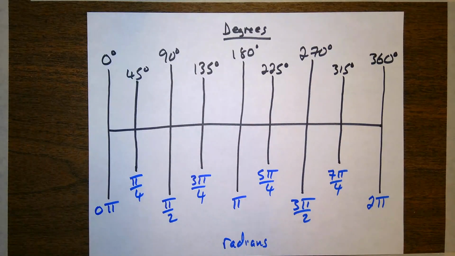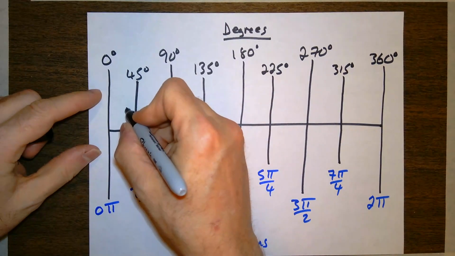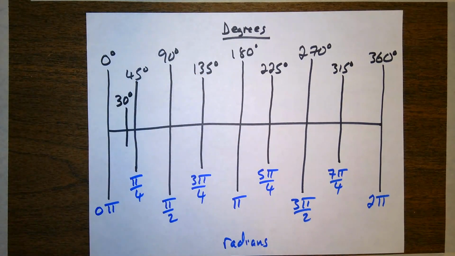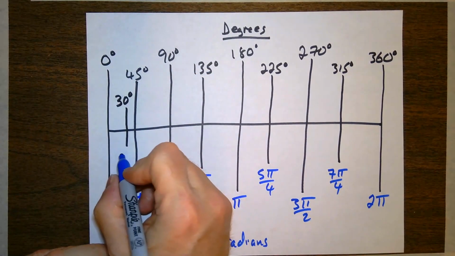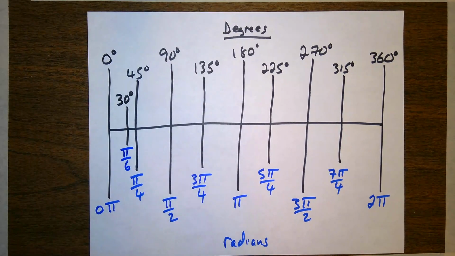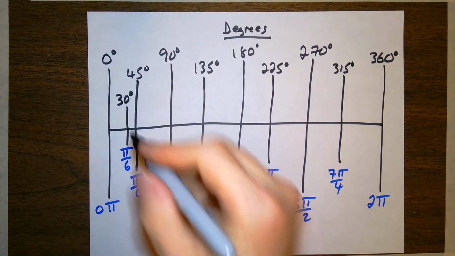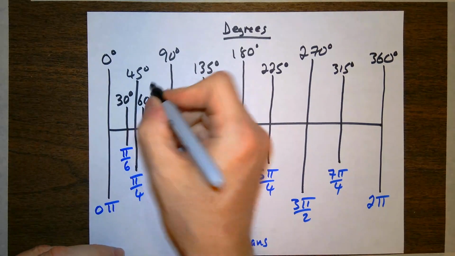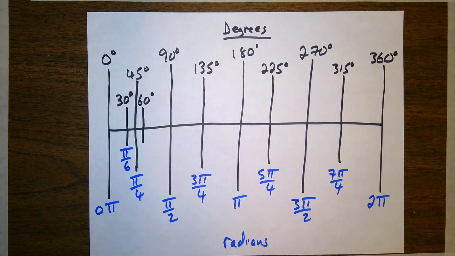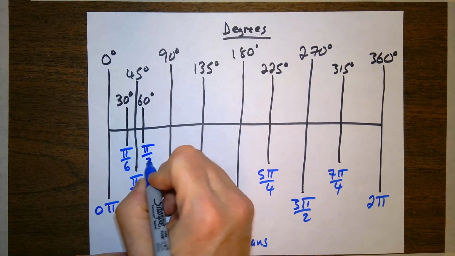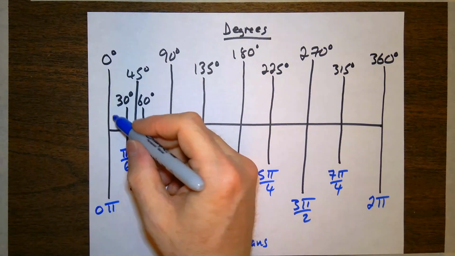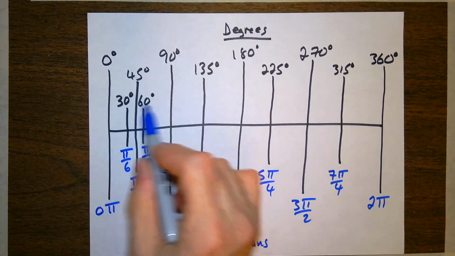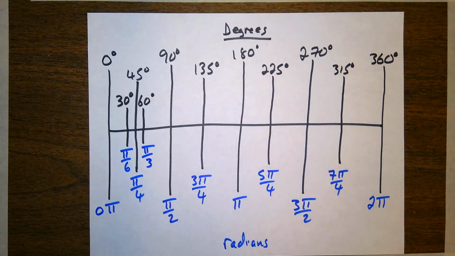I want to look at some more angles. These angles would be here, a 30-degree angle, which would correspond to pi over 6, and the 60-degree angle, which would correspond to pi over 3. And notice we're not doing 15 or 75 degrees, just these angles. And I want to look at what these angles would be in the other quadrants.